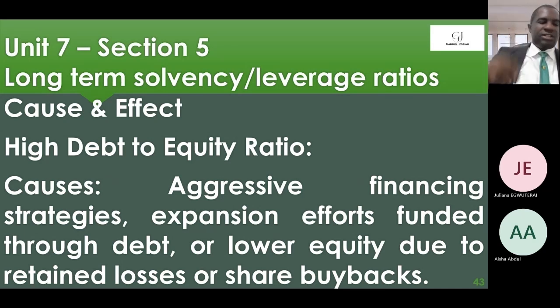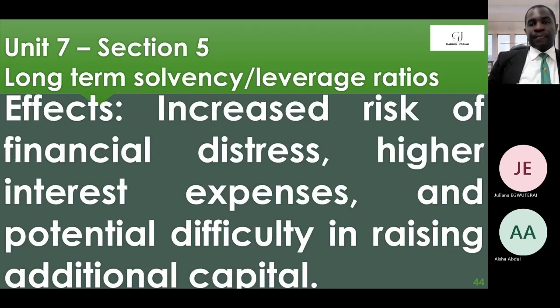And in Dan Kabir's case, he didn't have any retained loss. There were no losses, or the retained earnings were not negative. And we didn't have shareholders buying back their shares. Share buybacks involve a company buying back its shares from shareholders who bought them. So we didn't have such scenarios in this case. It was just more of aggressive financing strategies and expansion efforts funded through debt that caused Dan Kabir's high gearing ratio. What are the effects?